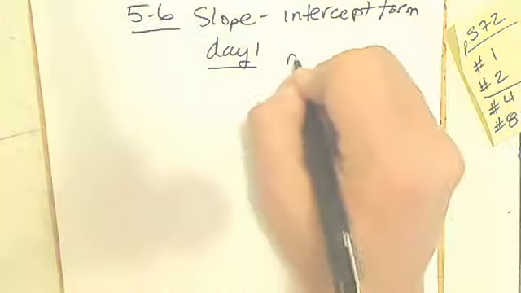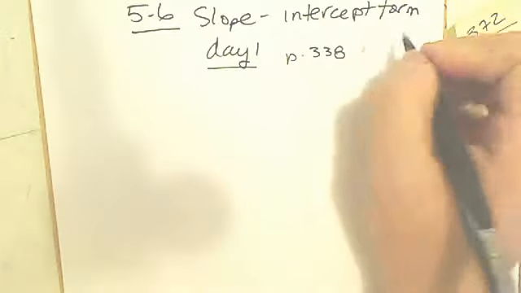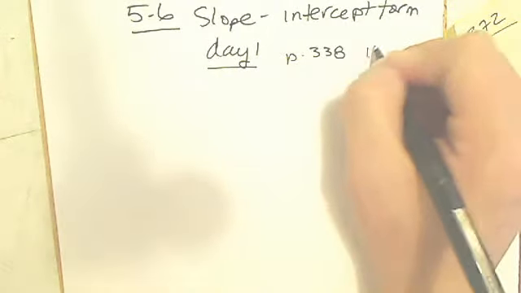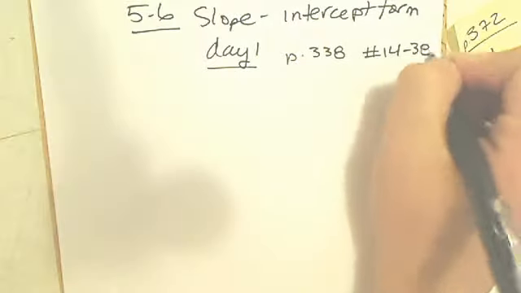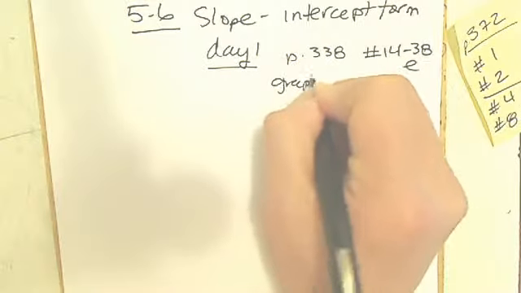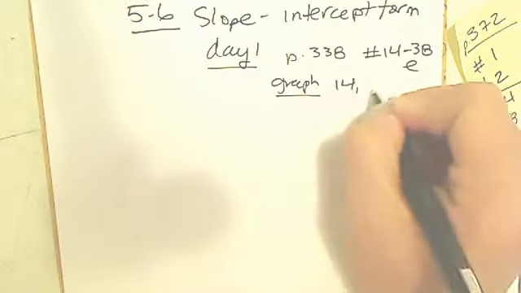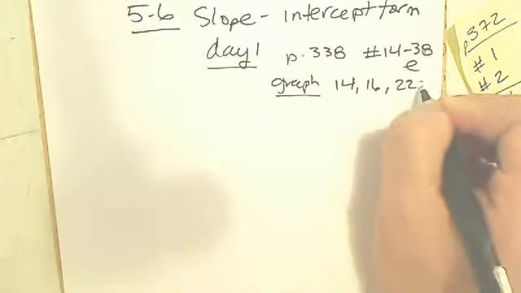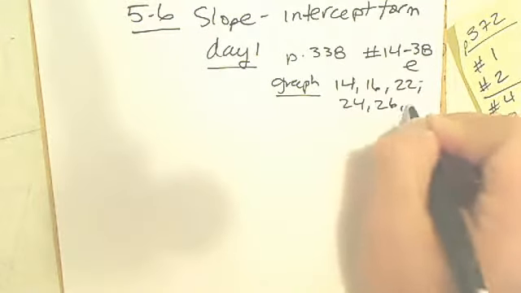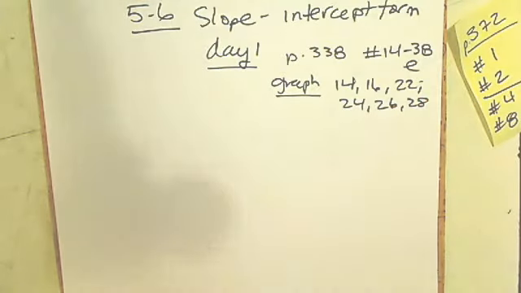Your homework tonight is page 338. I'll tell you which ones. It's numbers 14 through 38 even. You graph on the paper numbers 14, 16, 22, 24, 26, 28. There should be 6 graphs to graph on the separate paper. So on the other graph, you're going to write down the following.